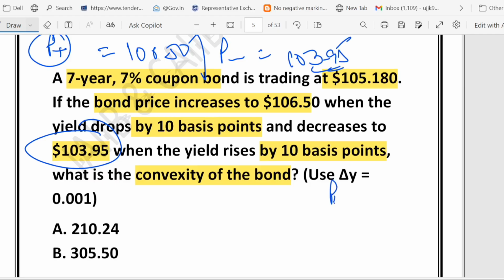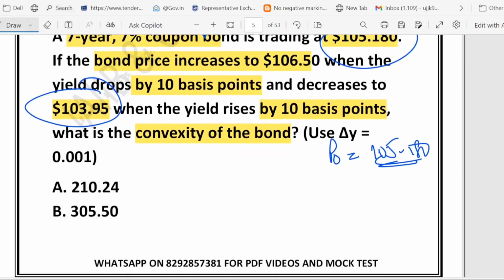Now you may ask me what is P naught? Yes, very good, I will answer it. P naught is the current price. What is the current price? This is 105.180, isn't it? That is your P naught. So we know P plus, we know P minus, we know P naught. Now you have to just plug in the formula.